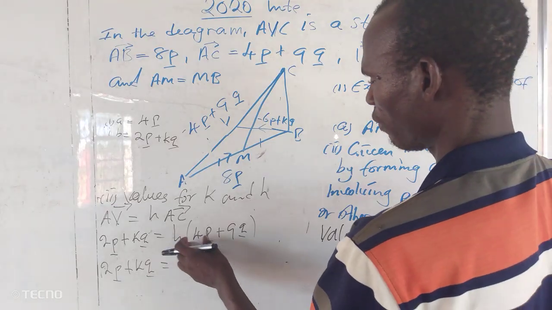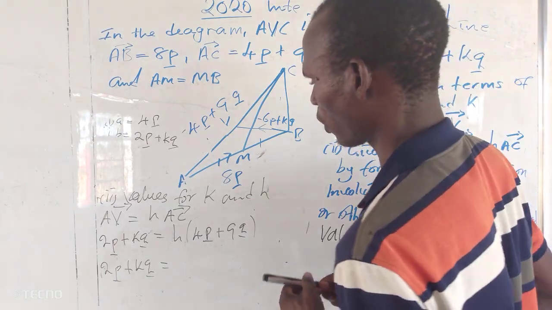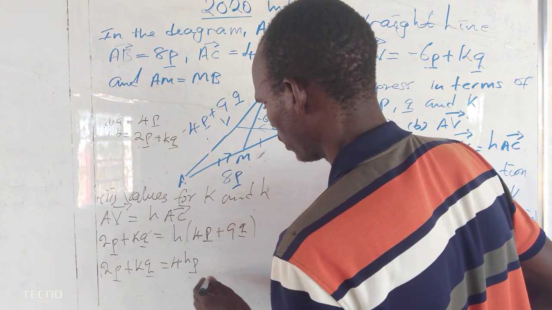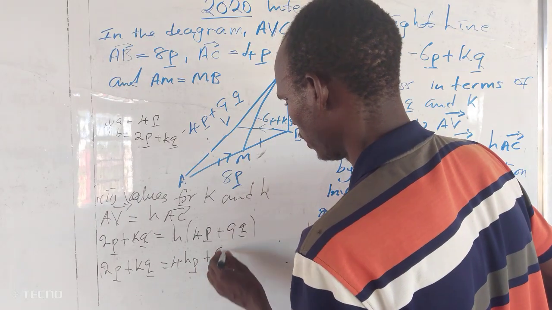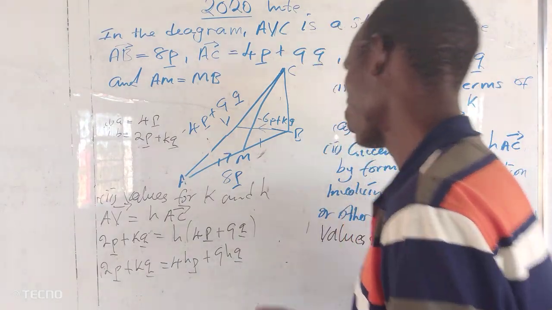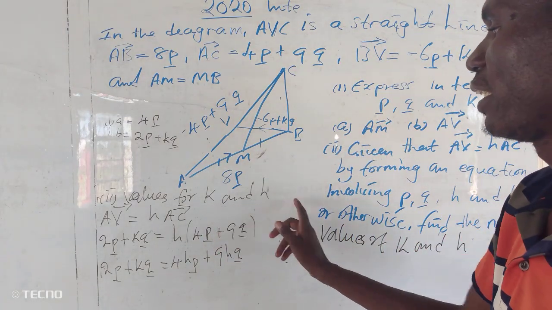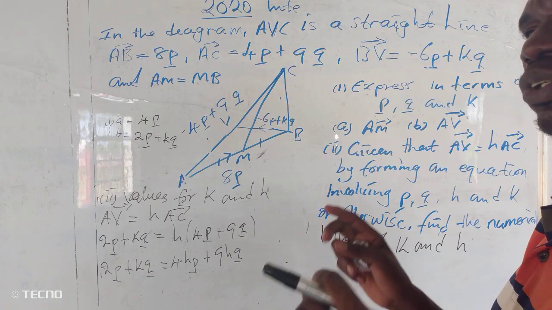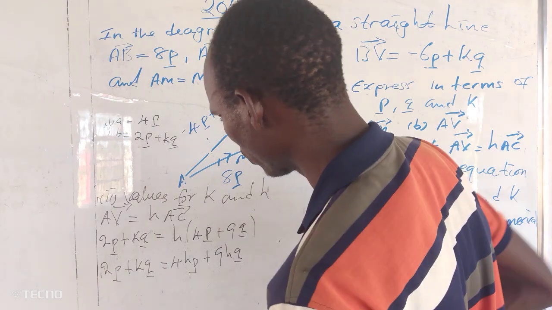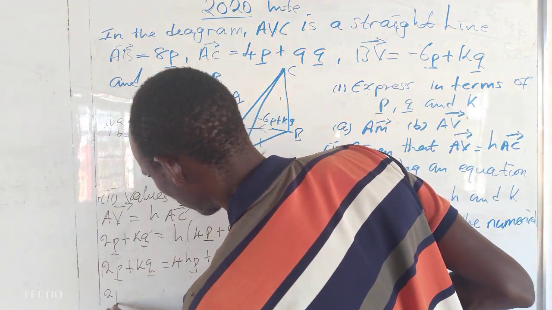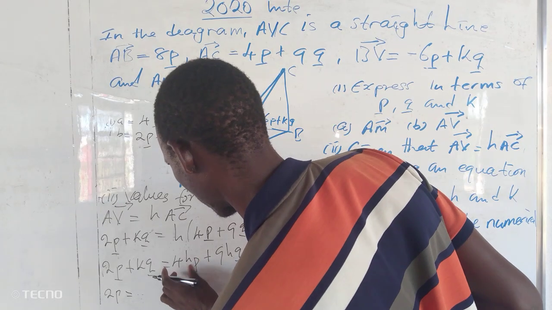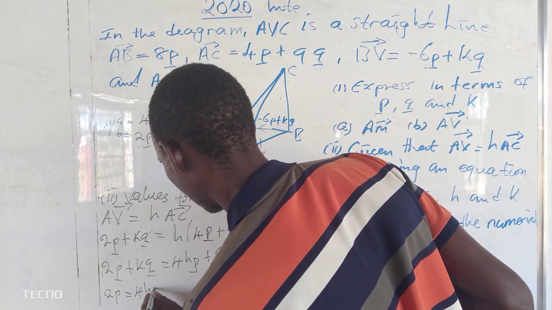Okay? So what is next here? We calculate, everything is a scalar quantity. So we are going to have 4H vector P plus 9H vector Q. So when we check properly here, we are told that we should find the values for K and H. Those values, we are talking of numbers. So when you look at this, where do we have P? Is this one. So we say 4HP.